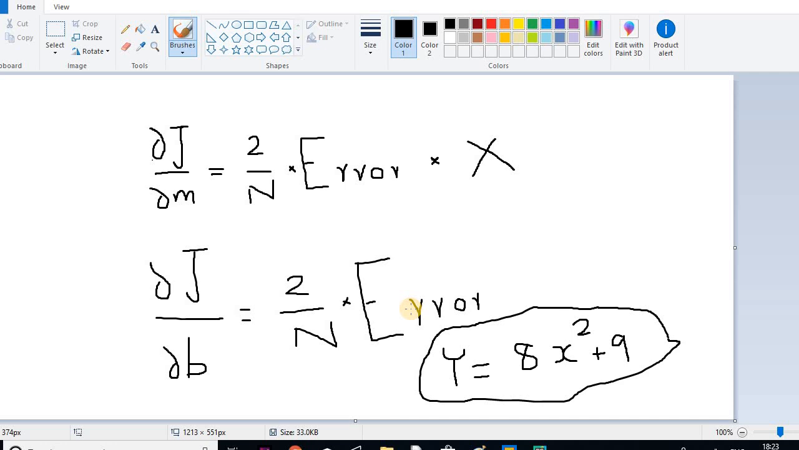Now we are going to discuss a machine learning model to implement this. What is a machine learning model? We have a model. For example, this is the equation for a machine learning model: y is equal to 8x squared plus 9. Here 8 stands for the weight and 9 stands for the bias. So we can say 8 is m and 9 is b.